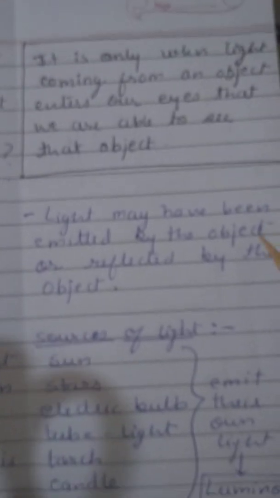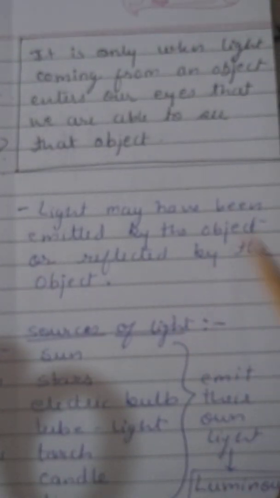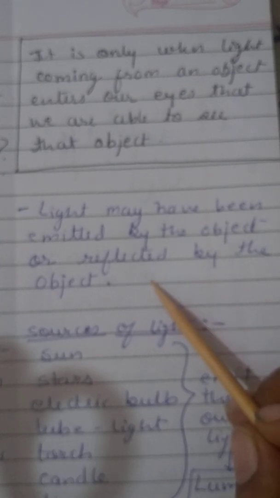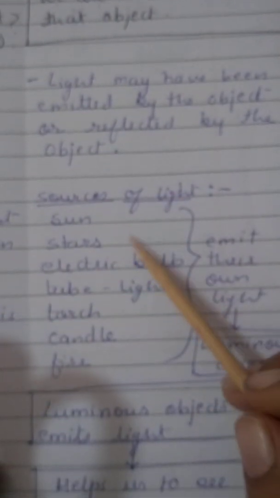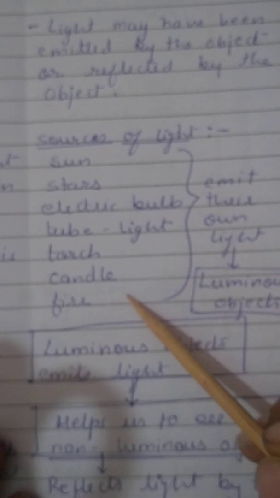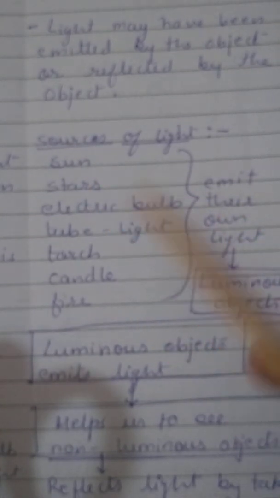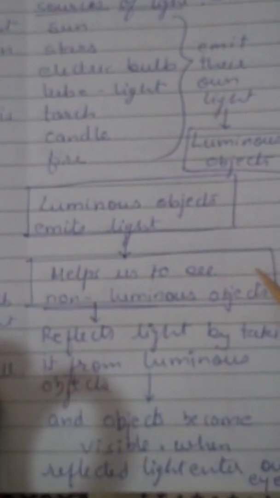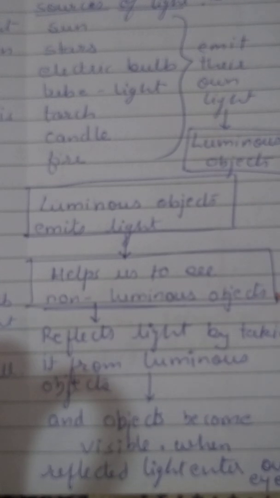So light may have been emitted by the object or reflected by the object. The source of the light will emit the light, but the objects which don't have their own light will reflect the light, and that's why we are able to see them. So sources of light are the sun, star, electric bulb, tube light, torch, candle, fire. All these emit their own light, and that's why they are called luminous objects. Luminous objects emit light and help us to see non-luminous objects.